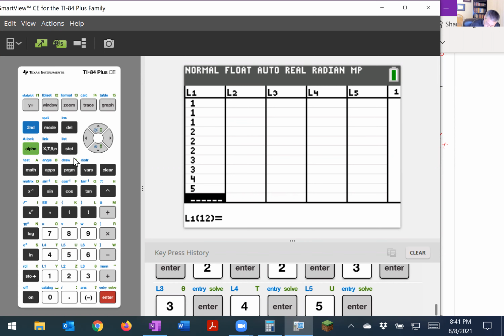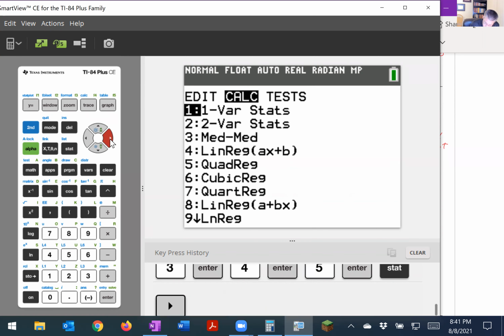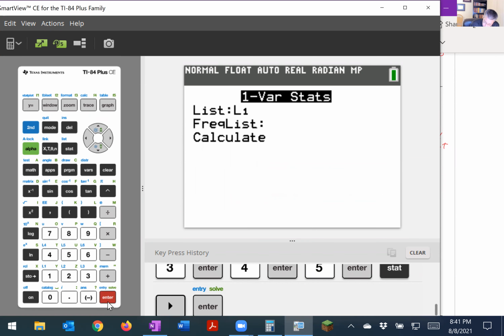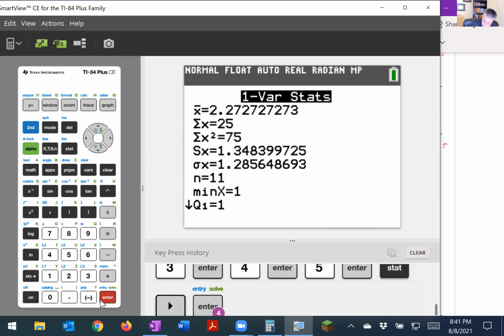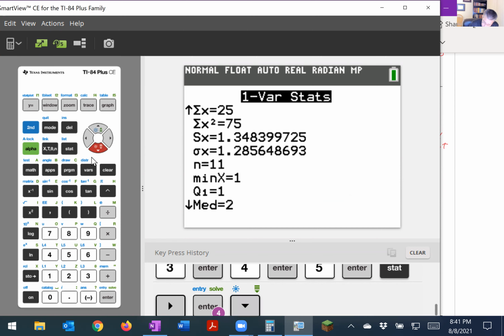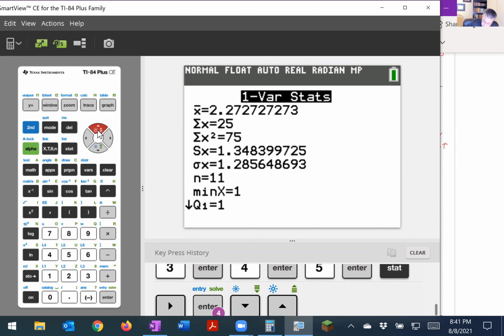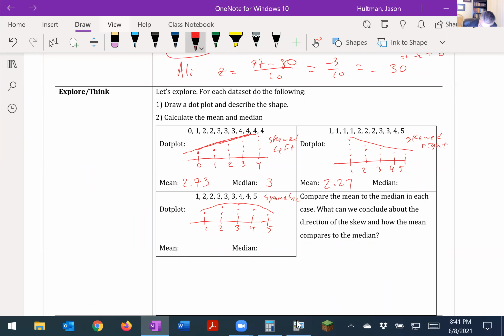Now let's calculate that. Stat, calc, one variable statistics, and the mean is 2.27, I should say, 2.27. The median was 2.